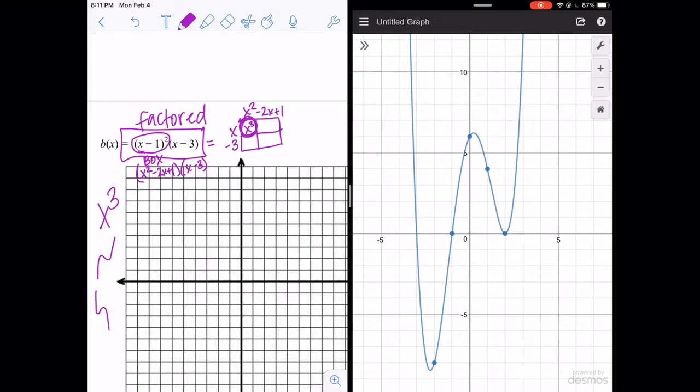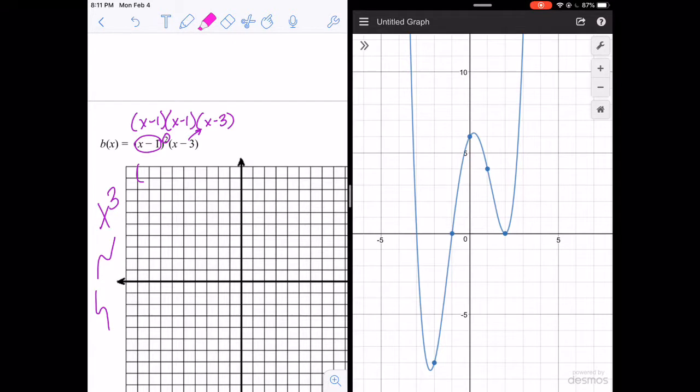The other way that I could tell, rather than doing all of that box method, is that I could see here that this 2 means that there are 2 of these things. So I have x minus 1 times x minus 1, and then I have this x minus 3.